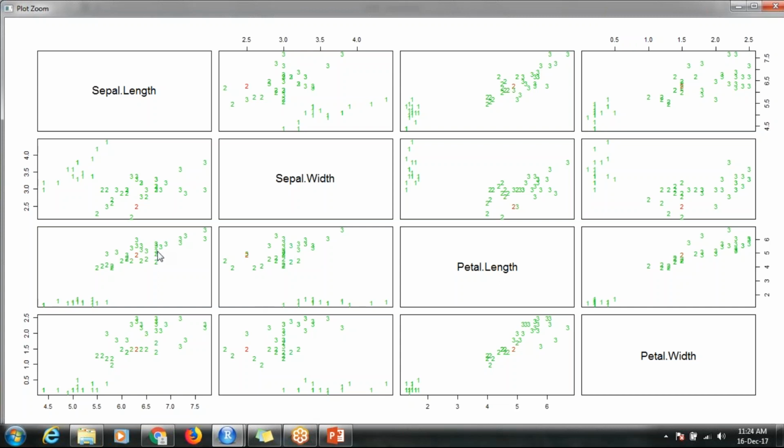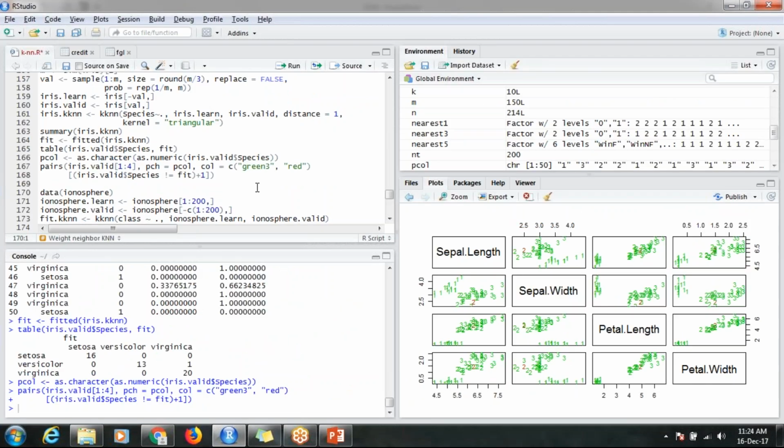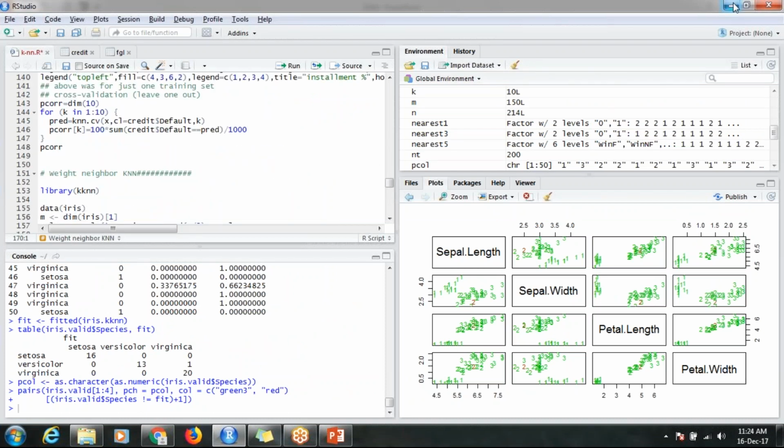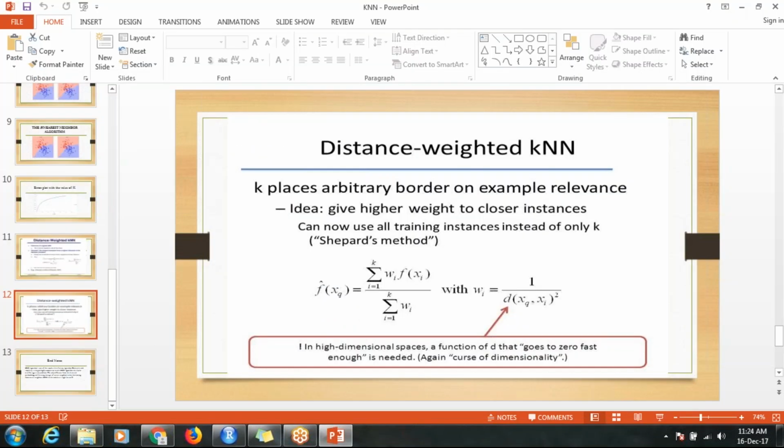Here the one with misclassification, you can see it is there in 2. Otherwise all the green are correctly classified. Only a misclassification here. So it works quite well. This was a simple example of the iris dataset and how distance weighted KNN works.